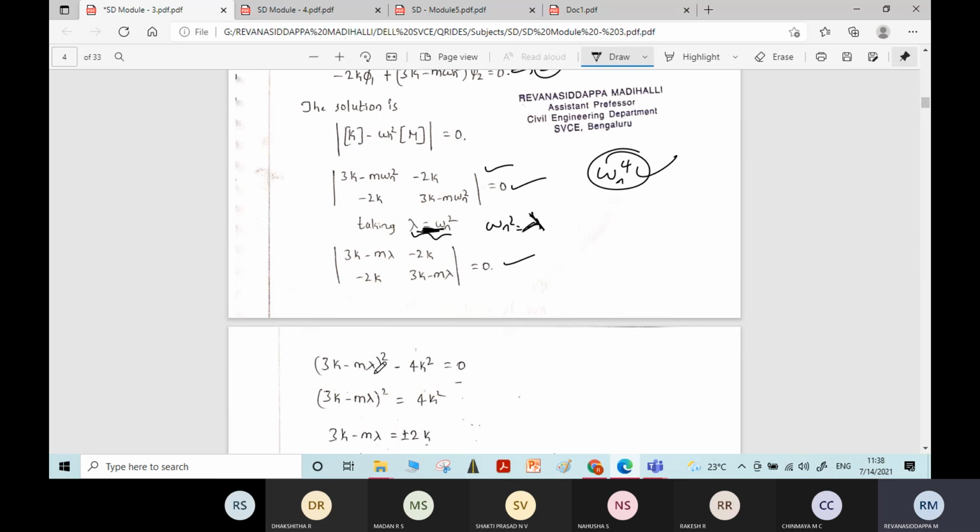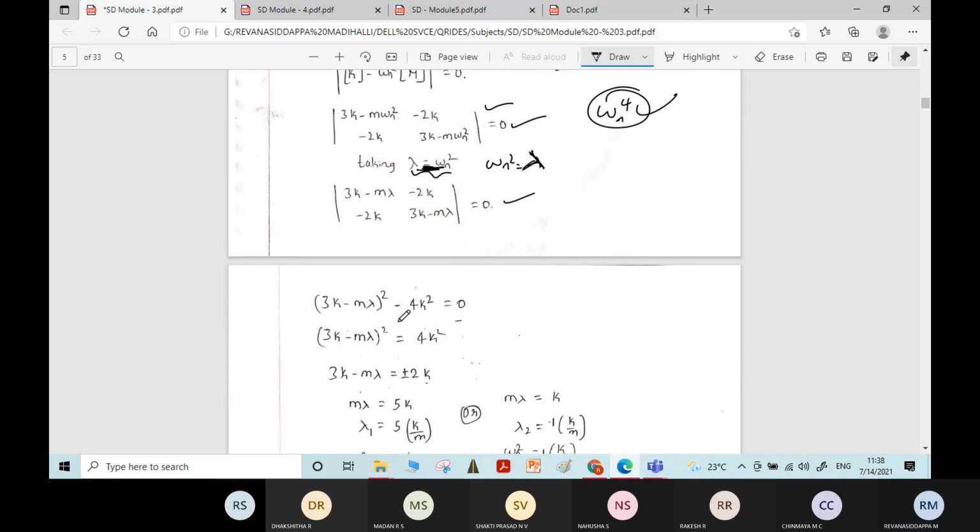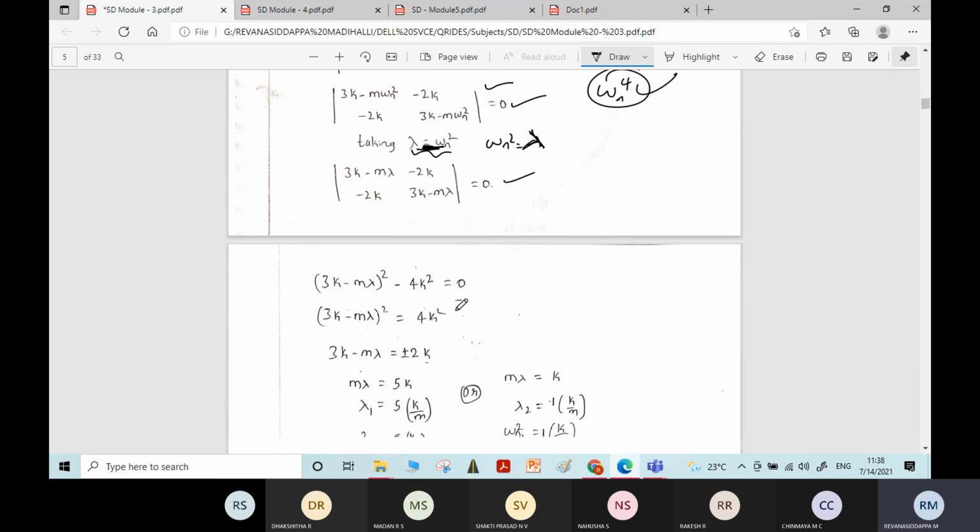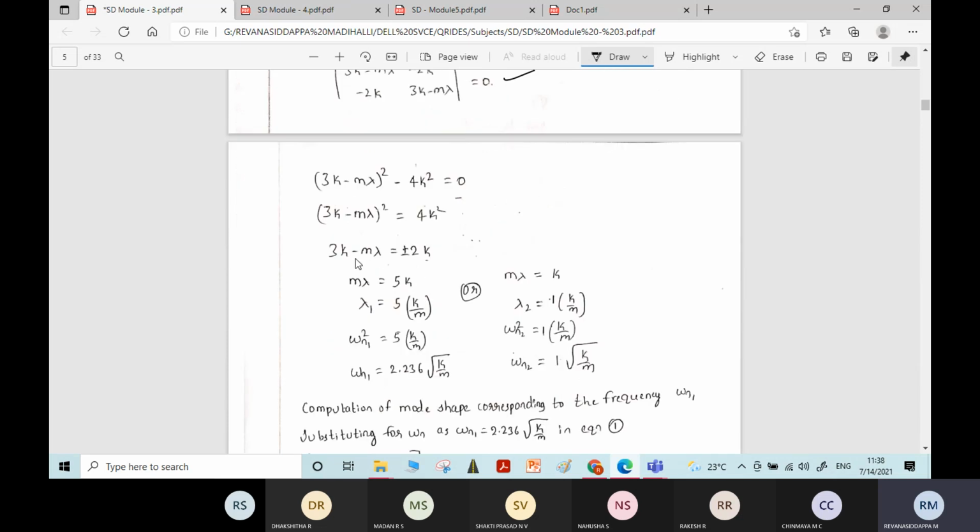After that you take the determinant, which means multiply the diagonals, and do the simplification. Finally, when you do the simplification, you will get 3k minus m lambda is equal to plus or minus 2k.